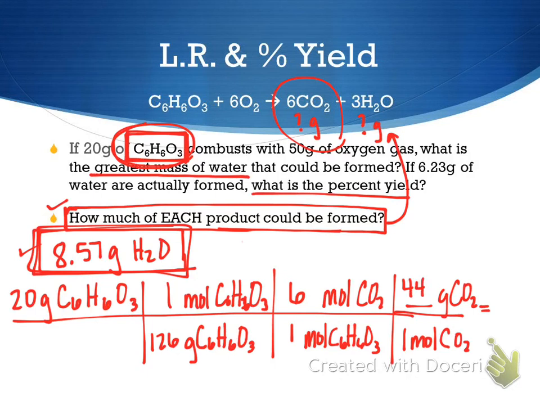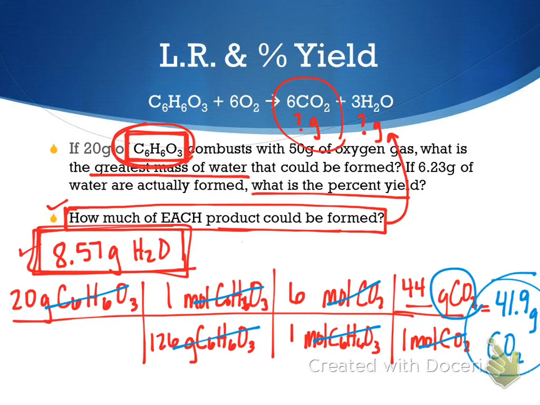Now we've canceled grams, we've canceled moles of carbon dioxide, and we're left with grams of carbon dioxide, which is exactly what we want. So we do the math, multiply across the whole top, divide by the whole bottom, and I got about 41.9 grams of CO2. So here's one answer, and here is the other product.